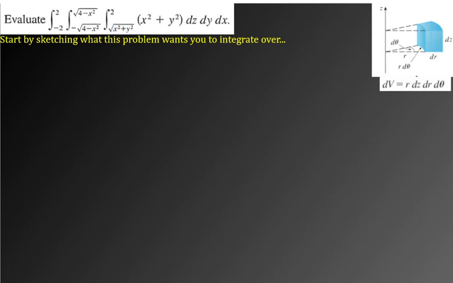I'm going to start by sketching what this problem wants us to integrate over. Then you'll see that it's a cylindrical problem, and then we'll just solve it. All right, so I'm just going to look at the bounds. First we have z equals the square root of x squared plus y squared, which is really one of those z equals r things. So that's going to be the upper part of a cone. I'll do my best to show this.